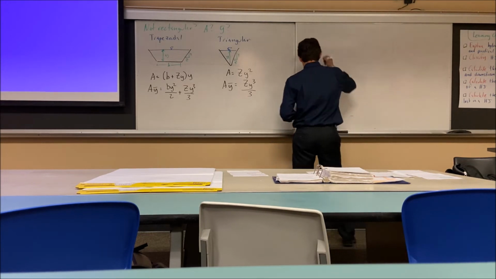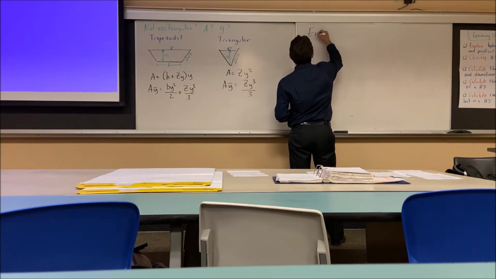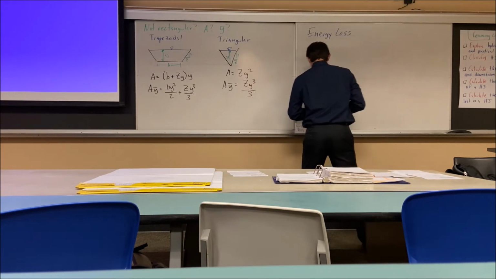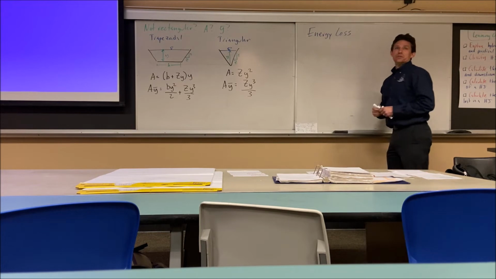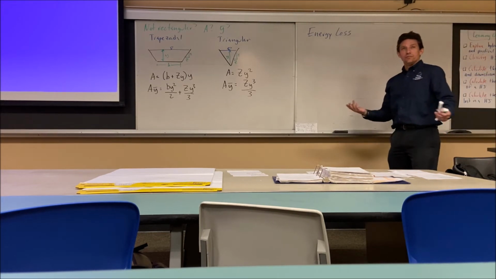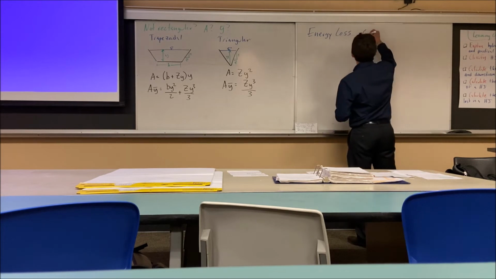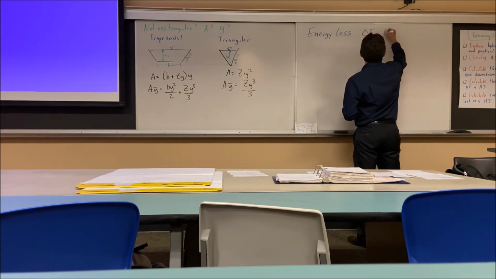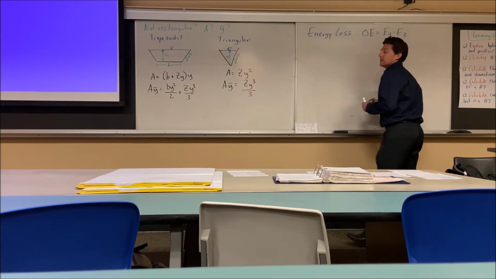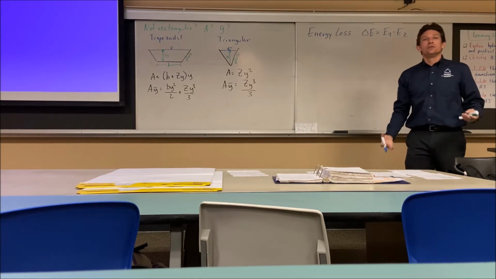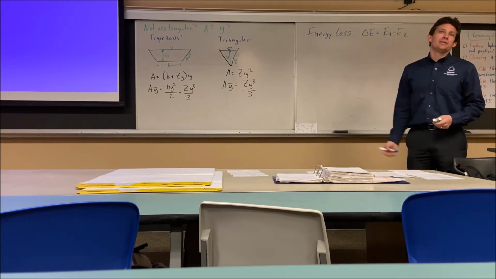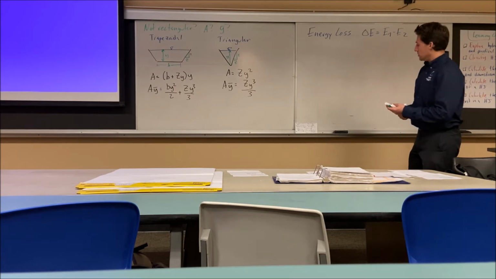Now let's look at energy loss. How is energy loss calculated in a hydraulic jump? If you didn't know any better and only knew Y1, Y2 and flow rate, you could easily do delta E equals E1 minus E2. You can calculate that using the energy equation once you've figured out the downstream depth and the downstream velocities. So that's an easy way to do it.